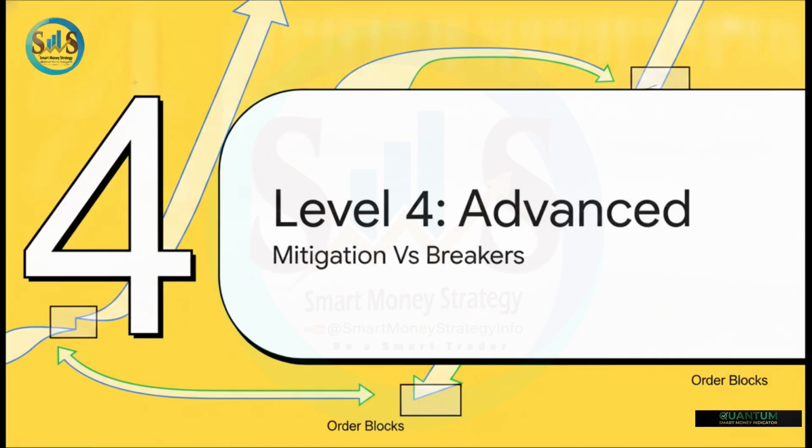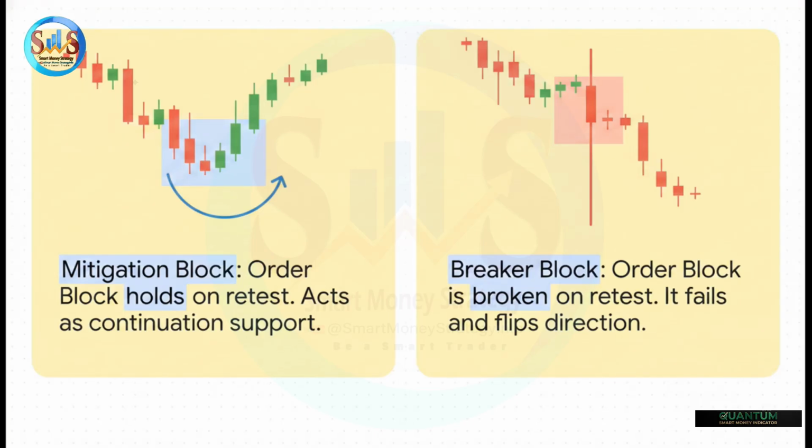All right, level 4. Once that displacement happens, we need to know exactly how to handle the inevitable retracements back to our original order blocks. Let's look at mitigation versus breakers. See, not every block behaves the same way. If the price body closes past the block's extreme, your mitigation block has effectively failed and it instantly transforms into a breaker block, completely shifting your directional bias.